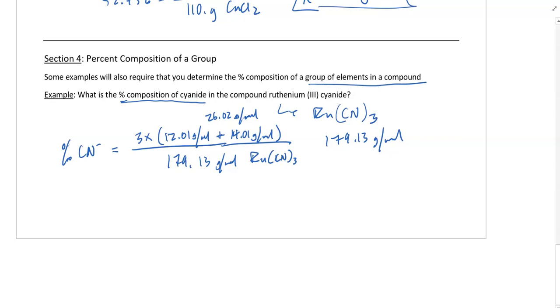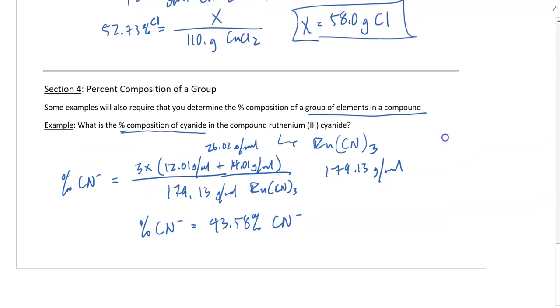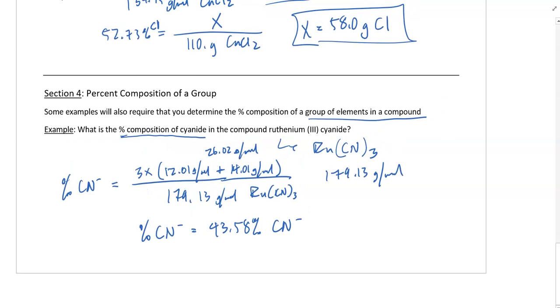Then do a little bit of work. Make sure you plug the numbers in appropriately and round accordingly, and your final answer for %CN- is equal to 43.58% CN-. Through all of this, make sure that you are being careful about significant figures. And of course, one thing I haven't really been doing a lot is showing that step where you multiply by 100 or change a percentage into a decimal. But I trust that you can do that on your own. Otherwise, that'll do it.